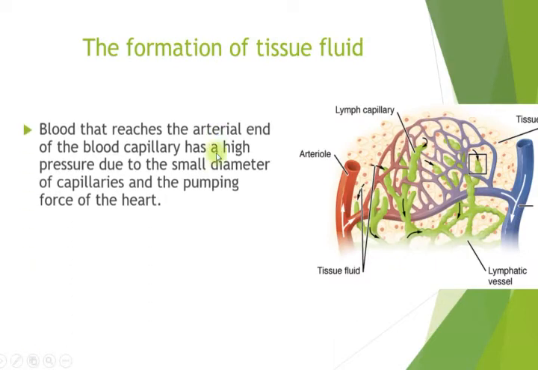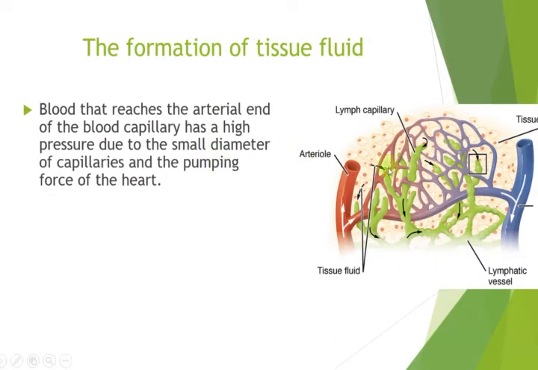Now we go to the formation of the tissue fluid. This structure is the same as previous, so don't worry. This is our arteriole, this is our capillaries, and this is our venule. One more structure that you have to know is the lymph capillary. Lymph capillaries join into a bigger vessel, so it will form the lymphatic vessel. All of the round structures here are tissue cells or body cells.